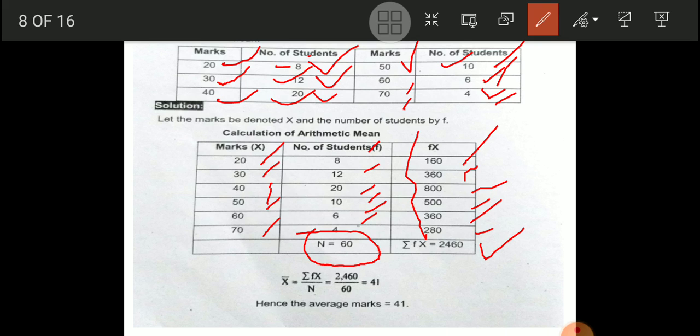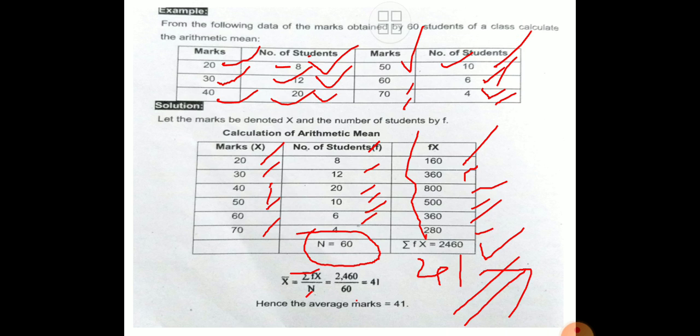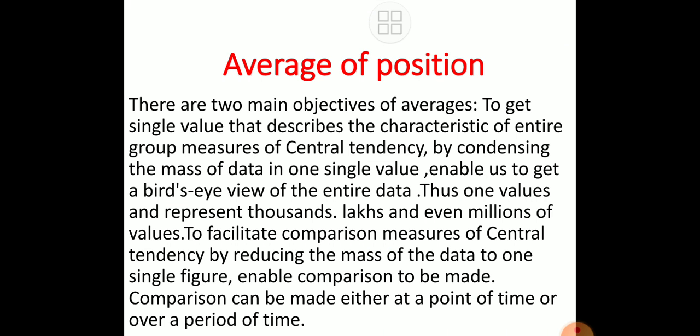2460. The formula for x bar, that is the arithmetic mean, is equal to summation fx divided by n, that is the number of observations, the number of students, that is 60. So 2460 divided by 60 is equal to 41. Hence the average mark obtained by the students of that class is 41. So like that you will have to solve the questions given in your book.